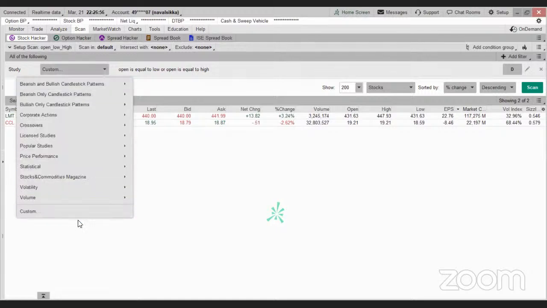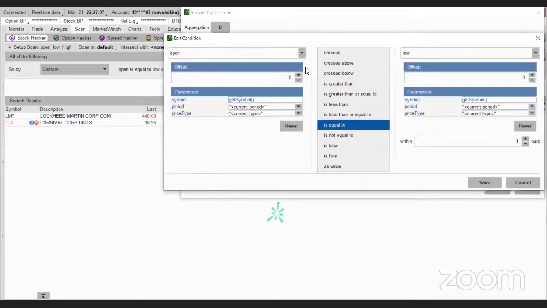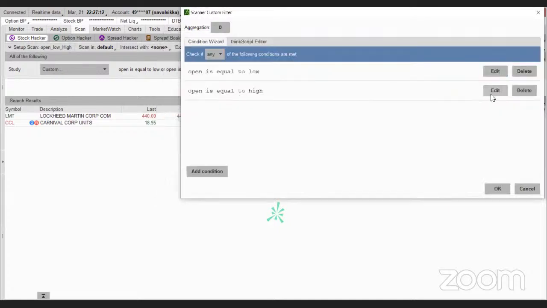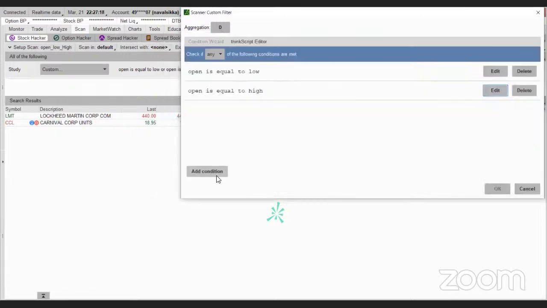How can you create this? Go to the scan, add a custom study, and put these two equations. Open price equal to the low, save. Then second one, add open price equals to high, save. These are the conditions where you can add more. Make sure you are choosing any of them. So it's a practical approach.